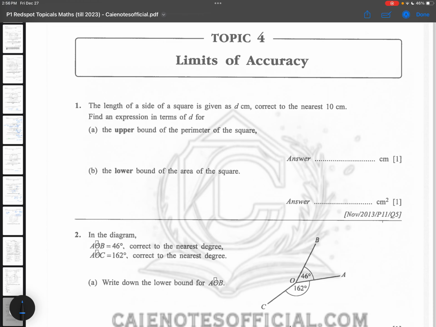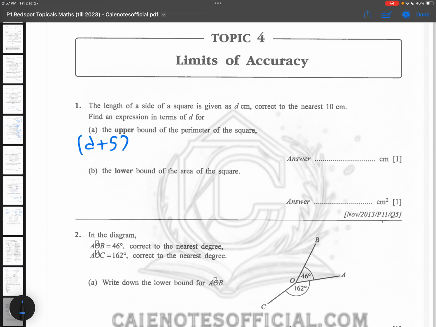The first question is: the length of a side of a square is given as d centimeter, correct to the nearest 10 centimeter. Find an expression in terms of d for part A, the upper bound of the perimeter of the square. So the length is d centimeter, which is correct to the nearest 10 centimeter. So the upper bound for d will be d plus 5.